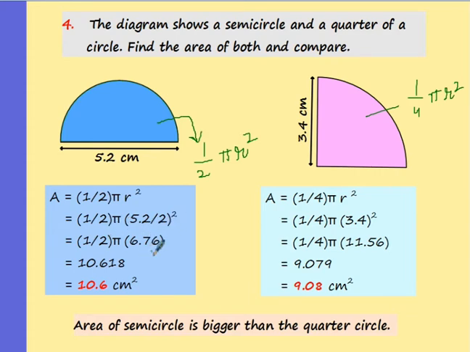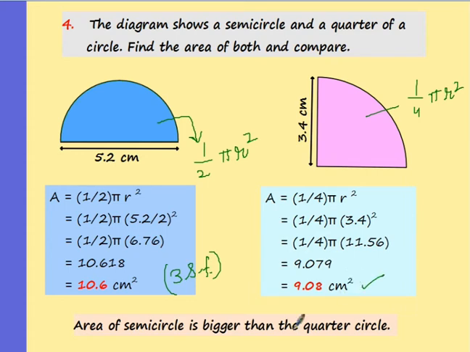When we multiply, we get 10.618. You can write 3 significant figures when it is not specified in the question. So 10.6 is the answer, 10.6 centimeter square. Here 1/4 pi r square, pi is given 3.14. So when you find the square of 3.14, 11.56. When you multiply all together, you get 9.079. You round off to 3 significant figures, 9.08.